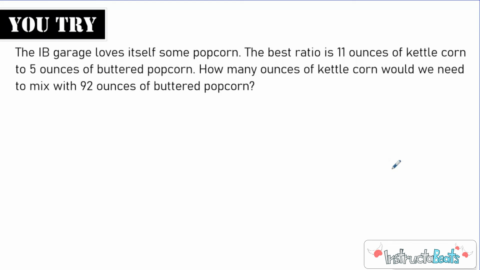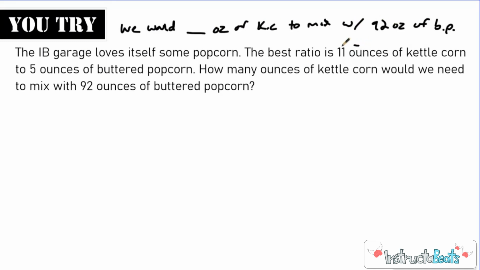So in a second, you're going to go ahead and pause the video. You're going to try it all by yourself, and then you're going to push play to check your work to see how you did. So go ahead and pause the video, and then push play when you're ready to check your work. So hopefully you at least paused it and tried it. Whether you got started and wrote your statement or whether you solved the whole thing, that's all right, but let's check your work. So my question is, how many ounces of kettle corn would we need to mix with 92 ounces of buttered popcorn? So my statement's going to say, we would need blank ounces of kettle corn to mix with 92 ounces of buttered popcorn.